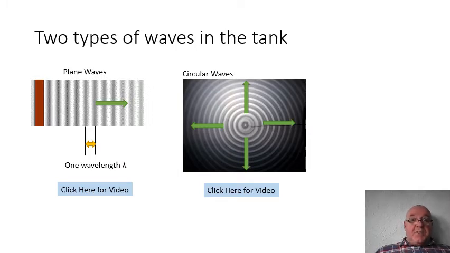So there are two types of waves in the ripple tank. The first one, the one on the left, is a plane wave, which is like straight waves, and in this case it's going towards the right. The distance between two bands there is the wavelength. And circular waves, which are spreading out in all directions. These are caused by beads, usually, like a stone thrown into a lake or something.